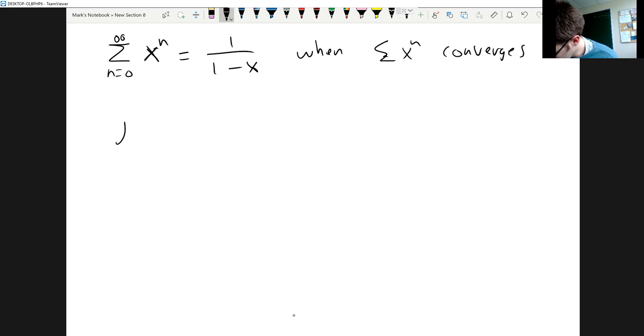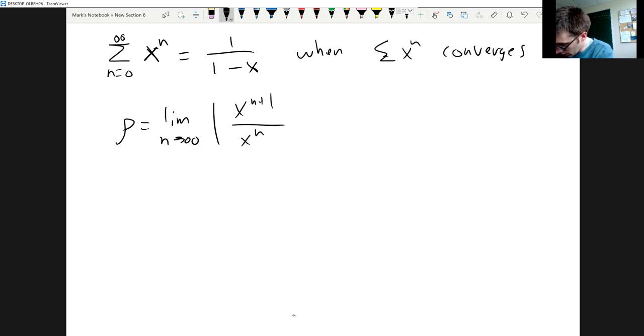So if we applied our ratio test, we would have the limit as n goes to infinity of x to the n plus 1, I guess that's the n plus first term, and if we divide that by the previous term, we'll have just x to the n, which would mean we'd be left with just the absolute value of x. And that only converges if this is less than 1.